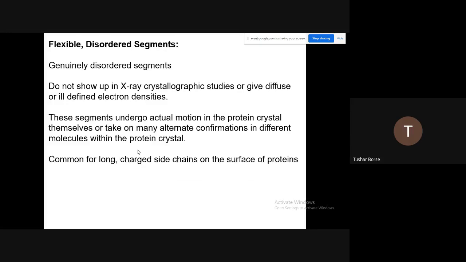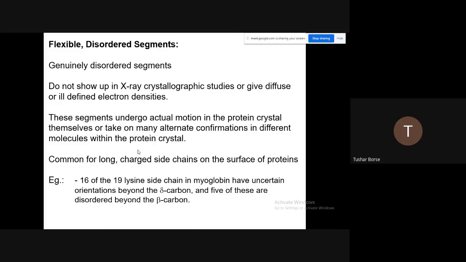So it is common for long charged side chains on the surface of the proteins. There are many examples which you can quote here. It could be the presence of lysine. Lysine has R groups with a very long chain containing amino groups. Such kinds of residues are present in these disordered segments.